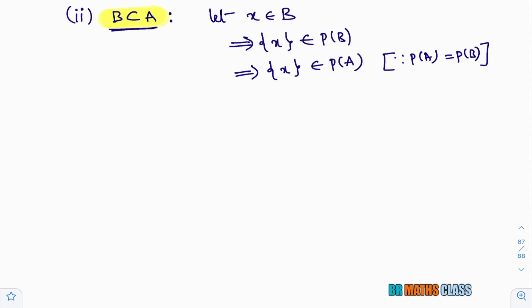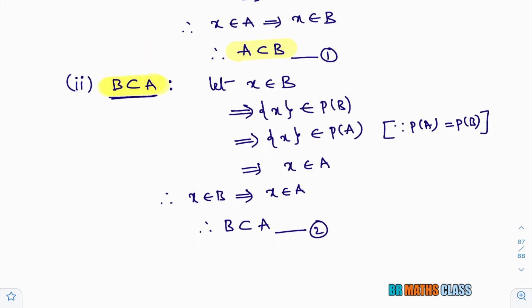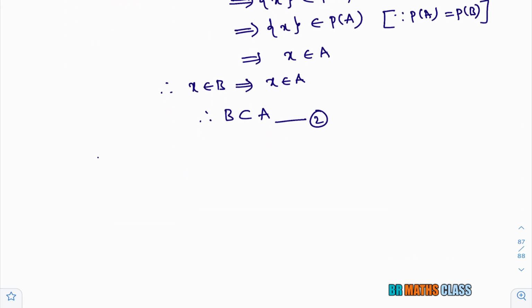It is very clear that if the singleton set {X} belongs to P of A, then definitely X belongs to A. So what happened here? I started with X belongs to B, and at the end I got that X belongs to A. From this, I can say that B is a subset of A. First one is A is a subset of B. Second one is B is a subset of A. Therefore, from 1 and 2, we can say that A equals B.